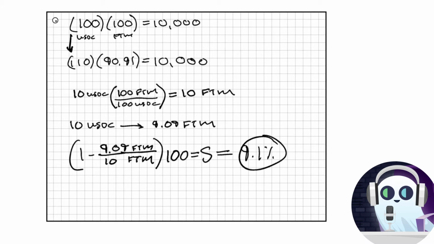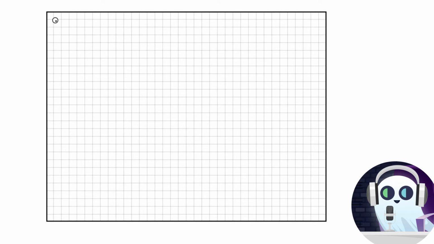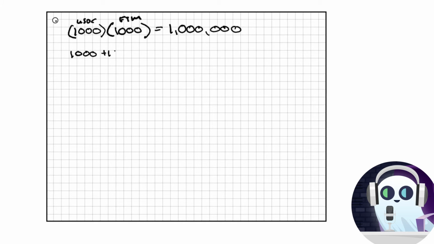So we can do this all again, but we can have more liquidity. So say we had 1,000 USDC and then 1,000 FTM. So in this case, K would be equal to 1,000 times 1,000, which is 1 million. And then if we were to just do that same trade, so the user puts in 10 USDC, it would look like this.